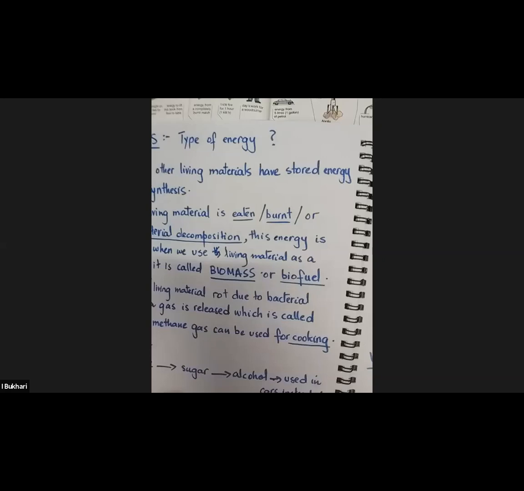I did not understand bacterial decomposition. Decomposition just means breakdown into simpler substances, and when that is done by bacteria, bacteria are single cell microscopic organisms. So yeah, okay. Let's talk about wind energy.